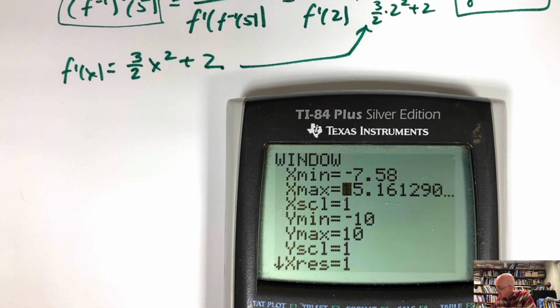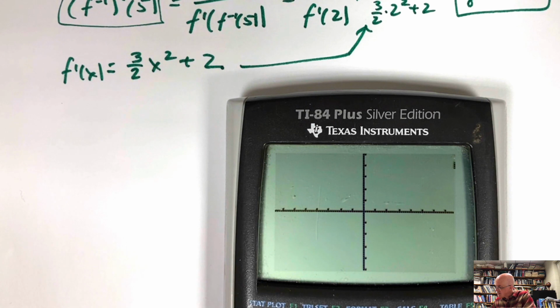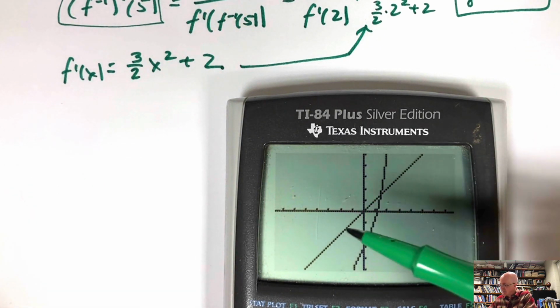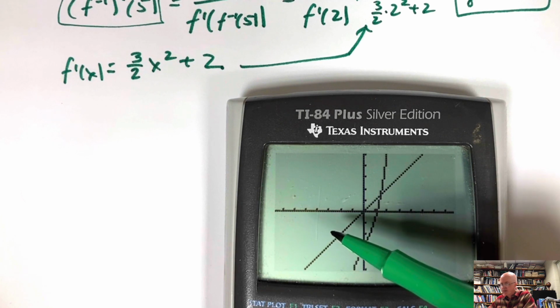-7.58 to 7.58, and then -5 to 5 for y. And the point of interest will just barely be on the screen, actually. So there's the original function. Okay, so I can't actually plug the inverse function in here, but what would its graph look like?